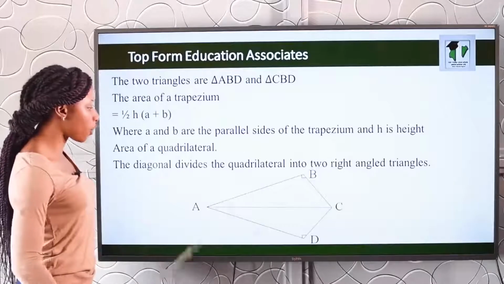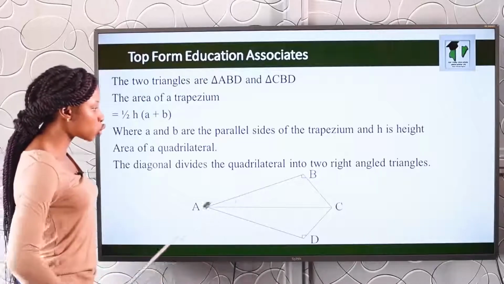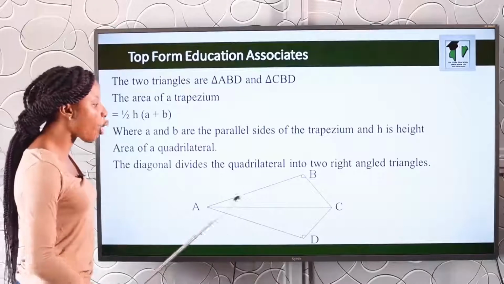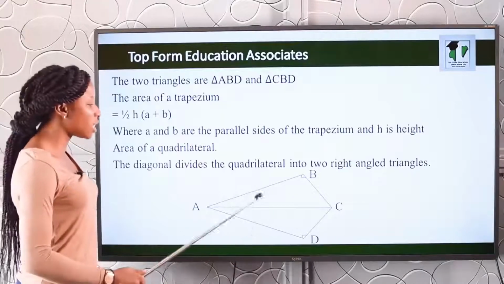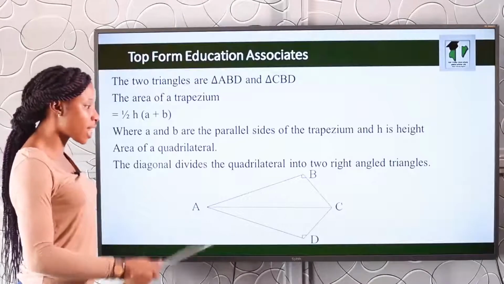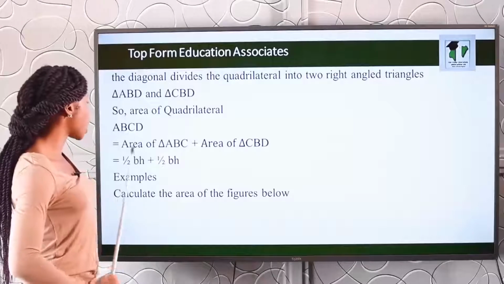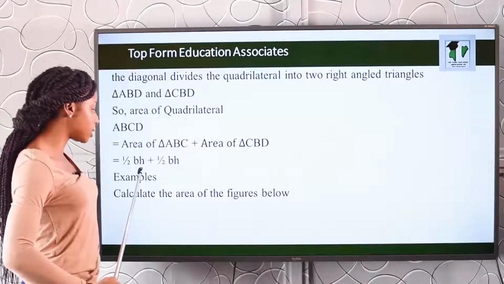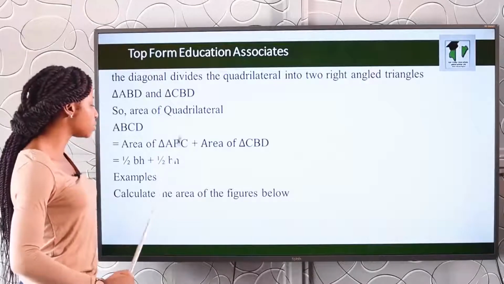I hope we are following. The diagonal divided this quadrilateral into two right-angled triangles. So, in looking for the area of this quadrilateral, we are going to add the area of the first triangle and the area of the second triangle. Therefore, the area of a quadrilateral is half base times height plus half base times height, BH representing base and height.